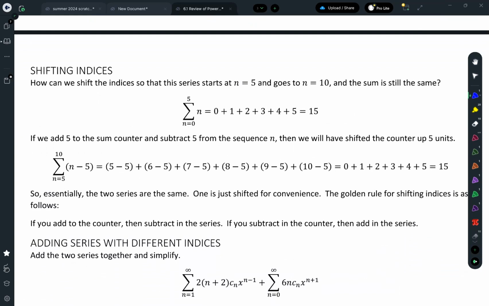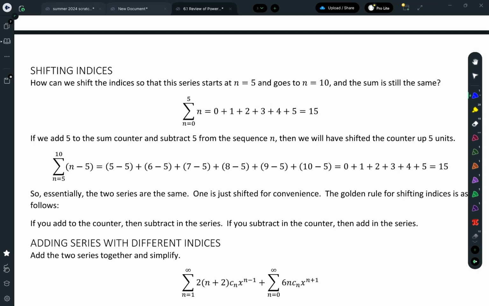How can we shift the indices so that a series will start at n equals 5 and go to n equals 10, and the sum will still be the same? So I have this series, n equals 0 and goes up to 5 of n. And so if I was to write that out, when n equals 0, I get 0. When n is 1, I get 1. N is 2, I get 2. N is 3, I get 3. And so on to n is 5, I get 5. And when I add those all together, I get 15.